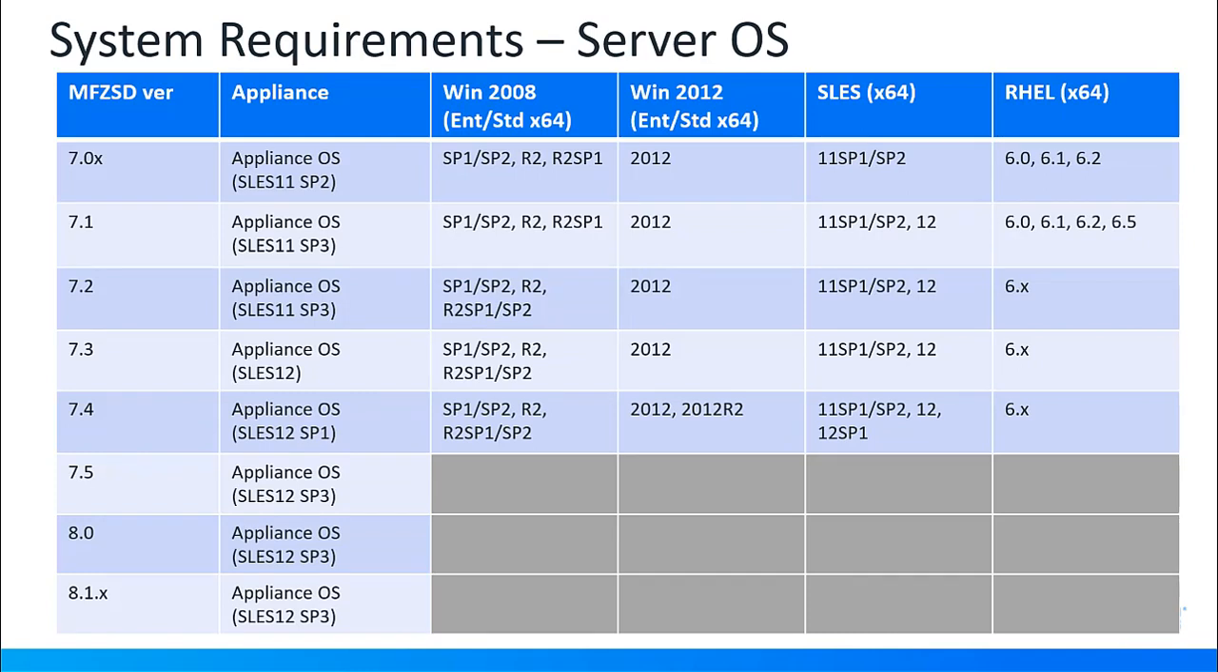The server OSs, this documents the server operating systems that the versions of Service Desk run on. So version 7.0, obviously we have both appliance, Windows, and Linux. But as we get up to 7.4, we still have that capability, but 7.5 we go to the appliance. So we're at an appliance only model, and we're on SLES 12 SP3 from 7.5 through 8.1x. 8.2 will most likely be SLES 15. So that'll be a side-by-side migration when you go to 8.2.